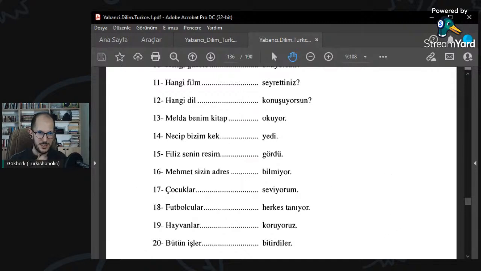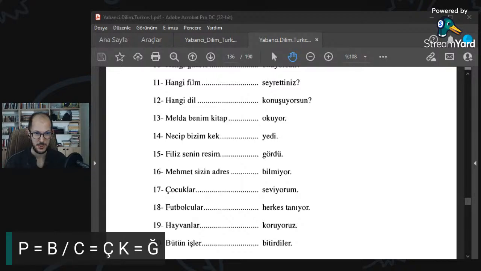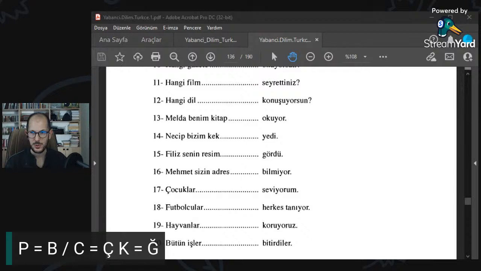I'm going to rest my vocal cords. So let's see if we can do this. Be sure to remember the fıstıkçı Şahap rule. So the P becomes B, the Ç becomes C, and the K becomes the soft G, okay? So let's see if we can do these ones. I'm not going to interfere. I'm going to wait until all of you finish it. There are 10 questions: 11, 12, 13, 14, 15, 16, 17, 18, 19, 20.